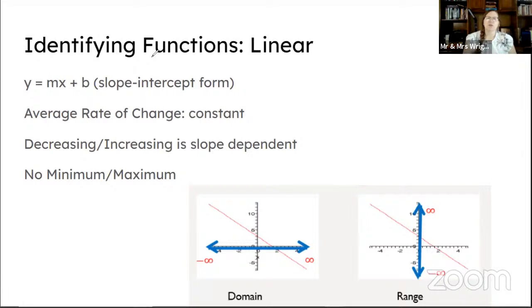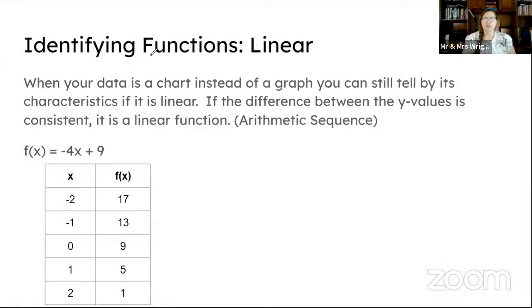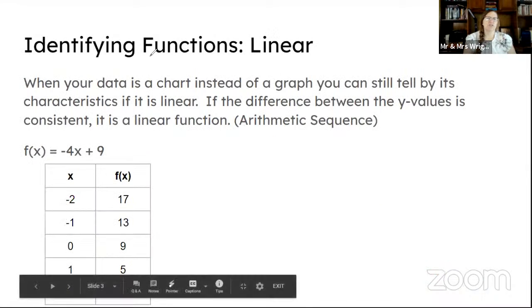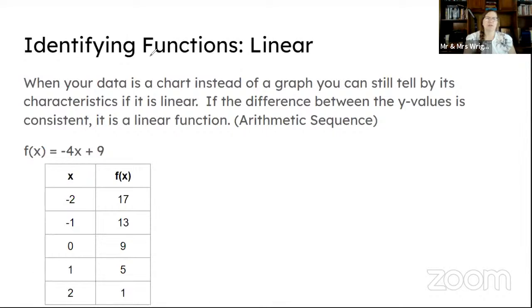Now, you don't always see it in graph form. Sometimes you have the ordered pairs written out in a chart. So if you notice, there's an x and a y. In this case, our y is f of x because we're working with a function, but you could always call this the input and the output.